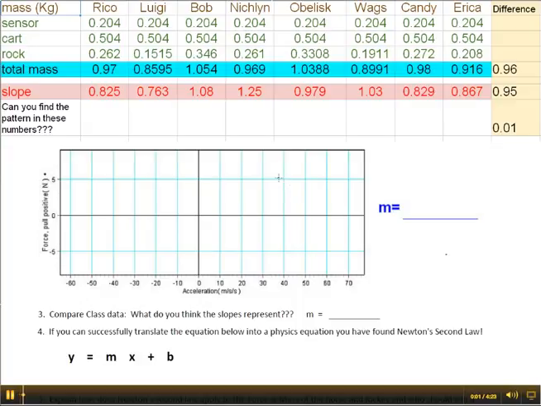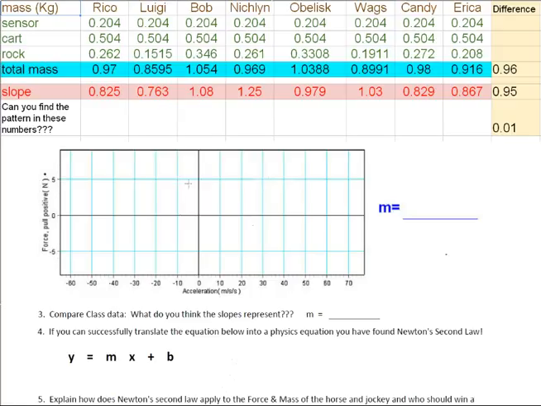This is the post-lab video for the Newton's second law lab. We took a rock and tied it to a force sensor on a cart, or a cart with a force sensor attached, and we measured the amount of acceleration compared to force.